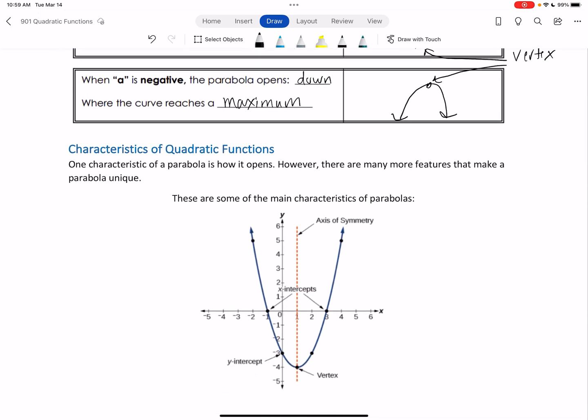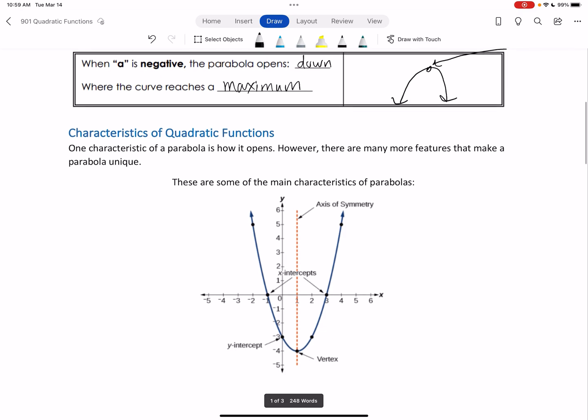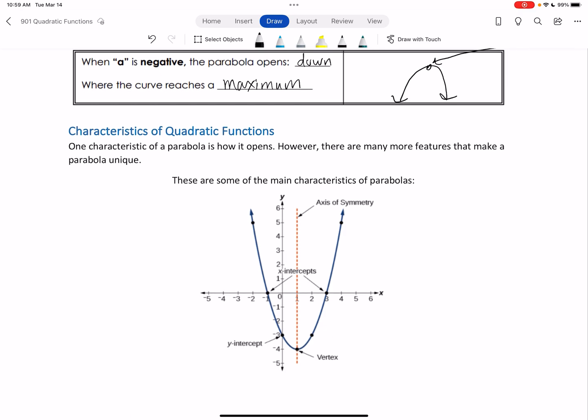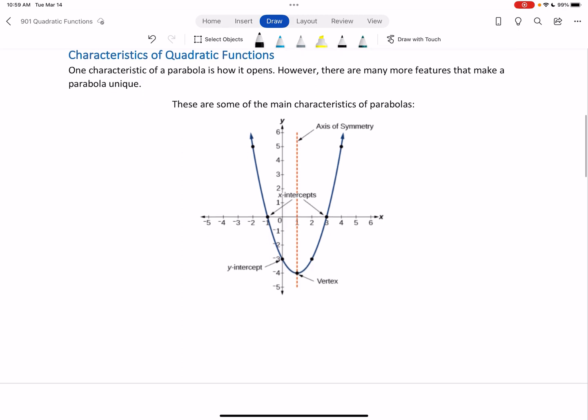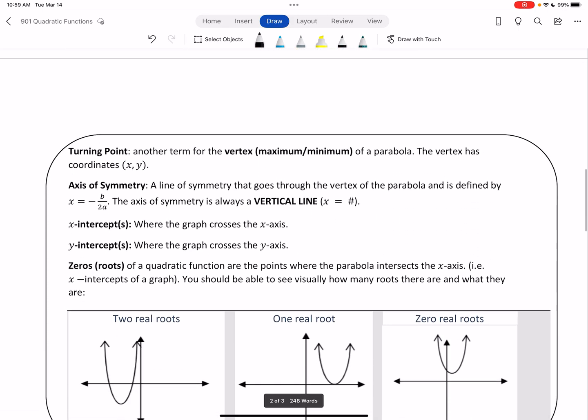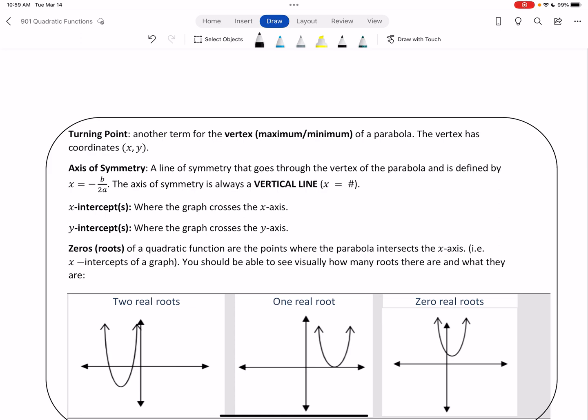Also, knowing more than just how it opens up or down, there are a lot of other features that are useful. That line in the center is called the axis of symmetry. You notice that it passes right through the vertex. It's a vertical line. The x-intercepts are important, the y-intercepts are important. So let's think about how we find all those features. The turning point is the vertex, the maximum or minimum of the parabola. The axis of symmetry is a line that goes through the vertex. You can find it with this formula, x equals negative b over 2a. Remember, this comes from ax squared plus bx plus c, the same sort of setup we used for the quadratic formula.